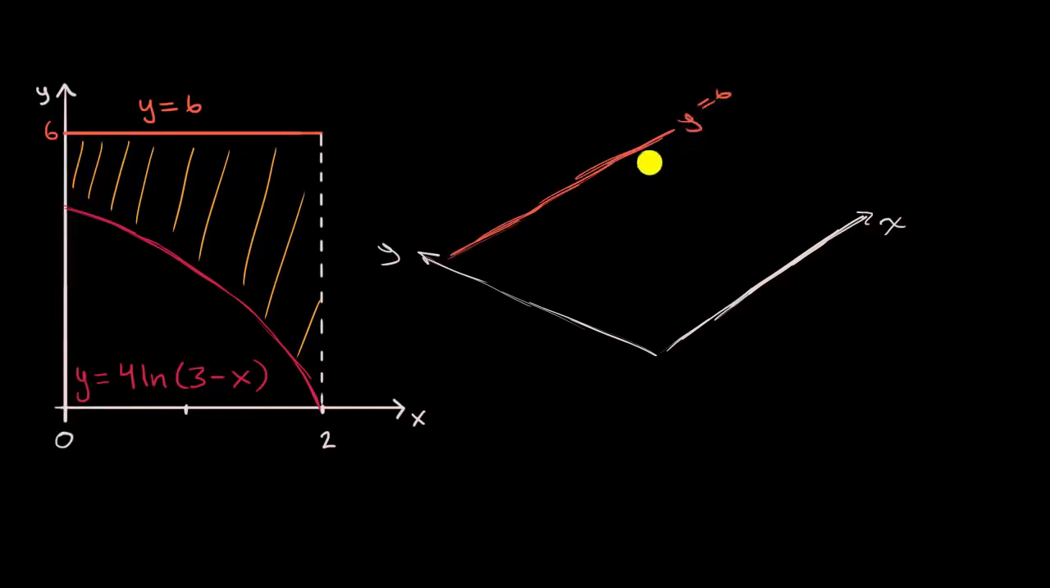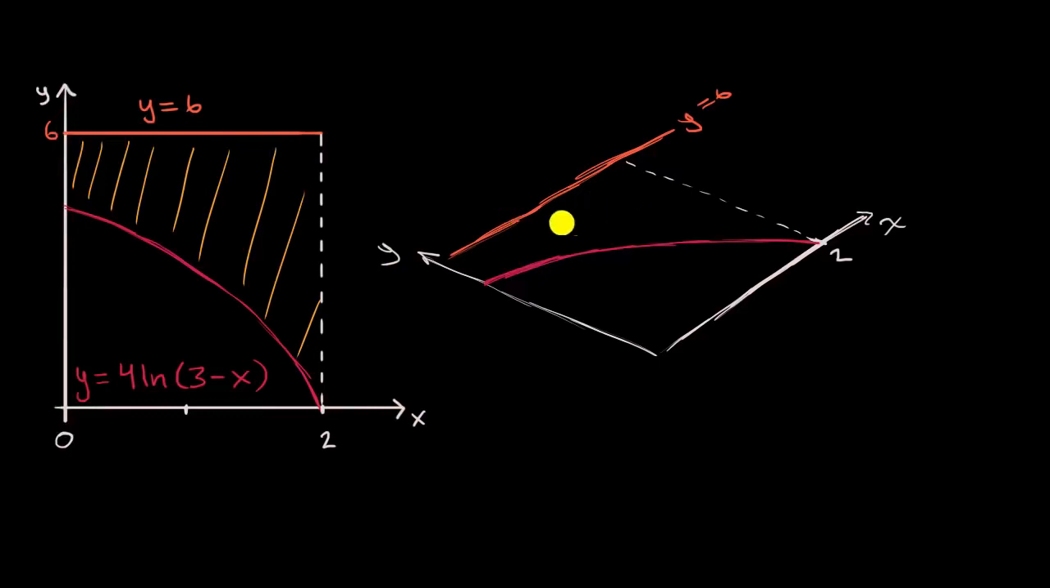Right over there, y is equal to 6. And this dotted line, we could just draw it like this. And so this would be the point x equals 2. And then the graph of y is equal to 4 times the natural log of 3 minus x would look something like this. And so this region is this region.